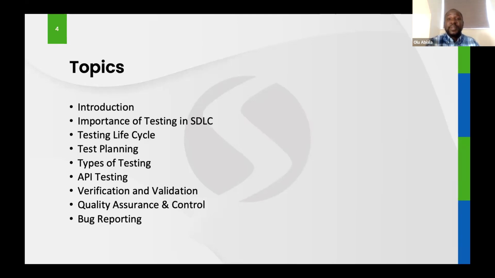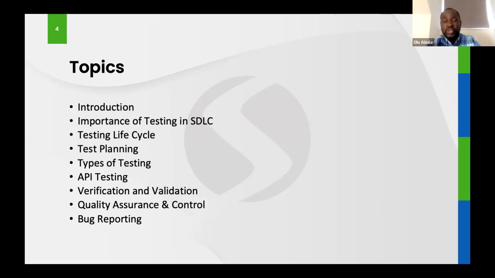What do we mean by test planning? What are the various types of testing? One of the various types of testing is API testing, application programming interface testing. It all goes about integration testing. What is the difference in the terminology: verification and validation, quality assurance and control? All these terminologies are quite different. We're just giving you the nuggets, or the tip of the iceberg, about software testing.